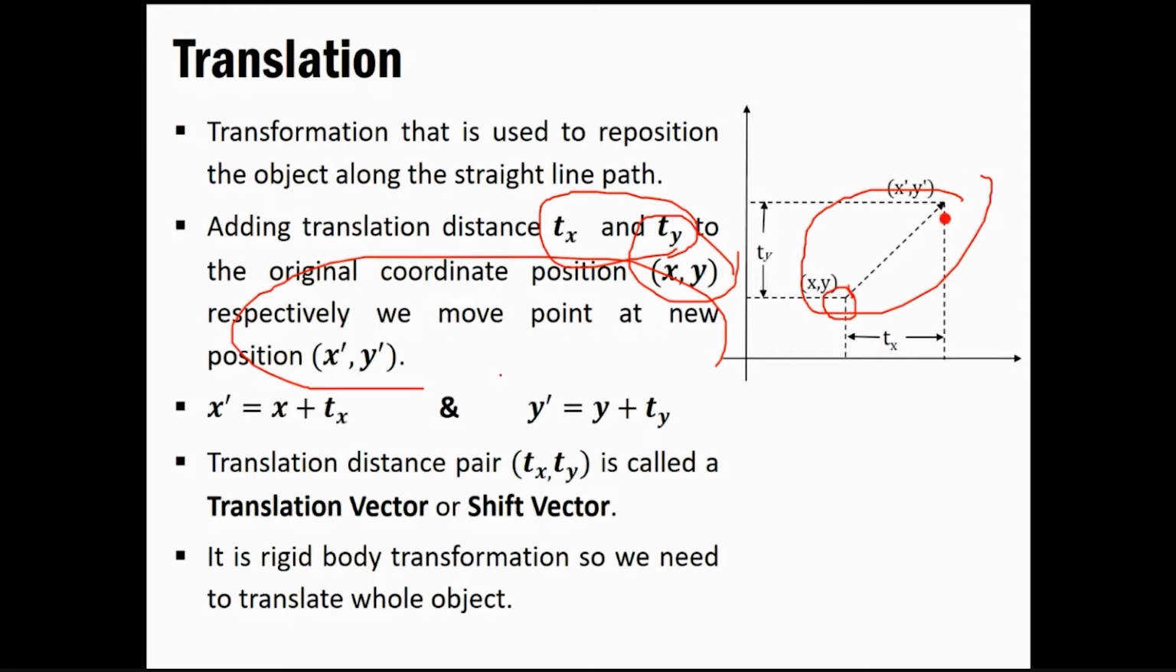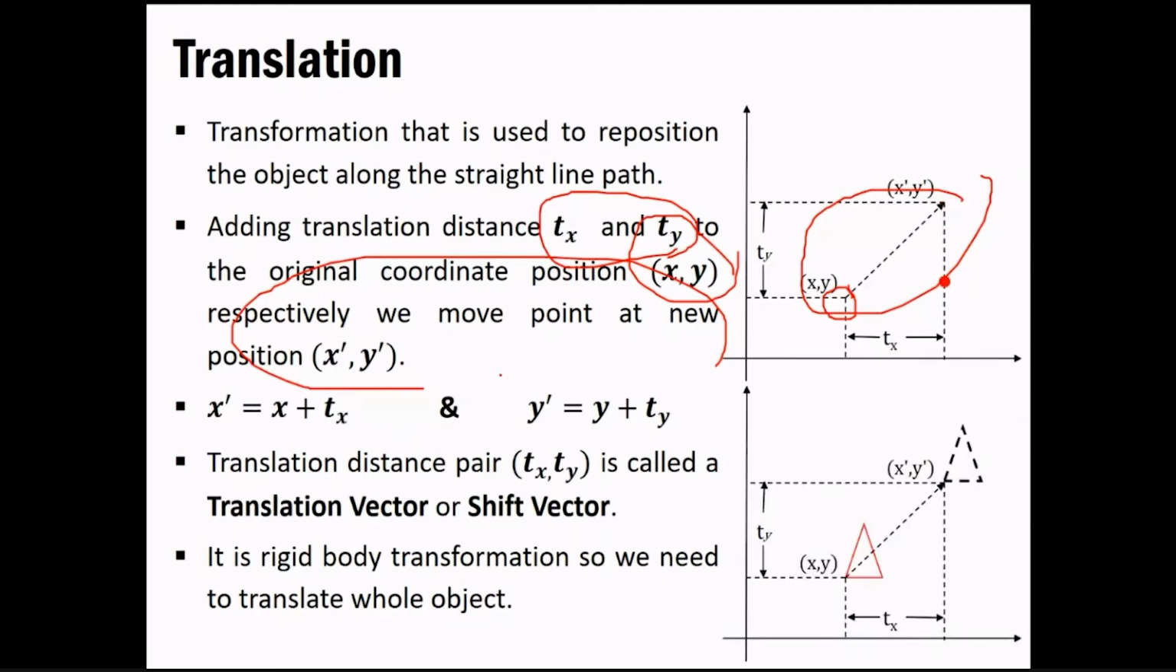Okay, but obviously if this is for a point, then you need to apply it to the point, and if it is for a complete object, for a polygon, then you need to apply this to all the points that you have. So if you have a triangle, then you need to apply this to each and every point, each endpoint that you have.